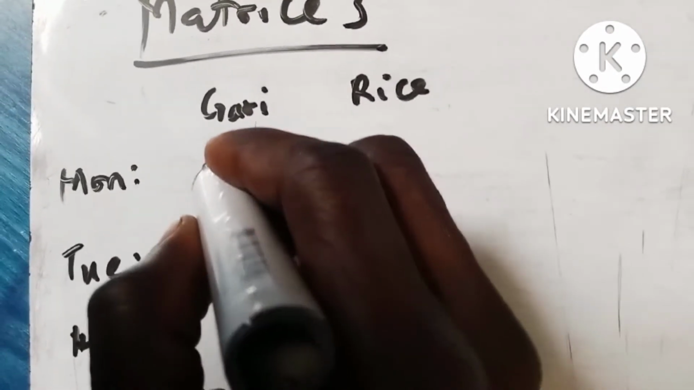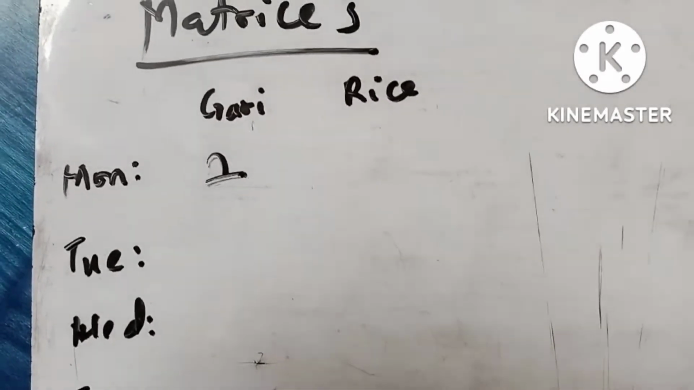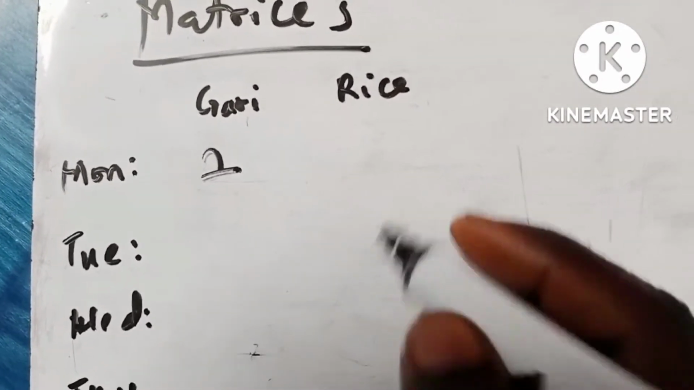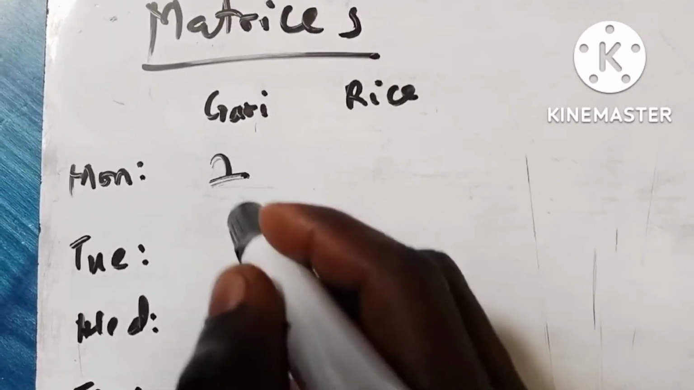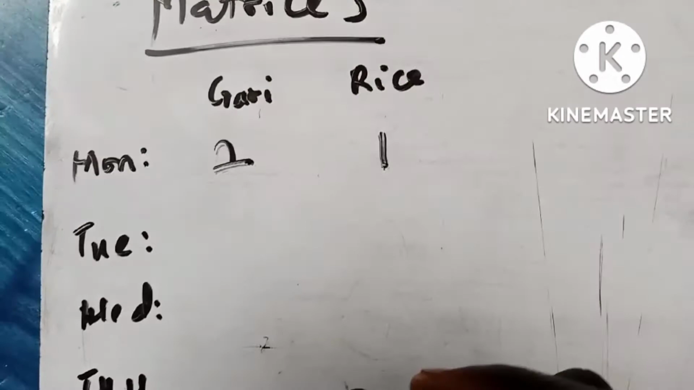Let's say two ladles, just for understanding purposes, so two ladles, or maybe two balls of gari and then shito. And on that same Monday, maybe in the afternoon, you are going for rice, just a plate of rice.